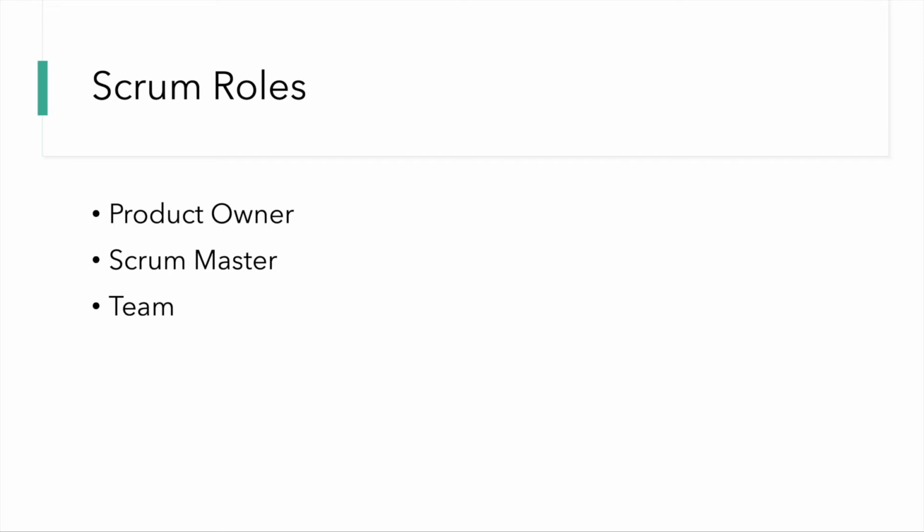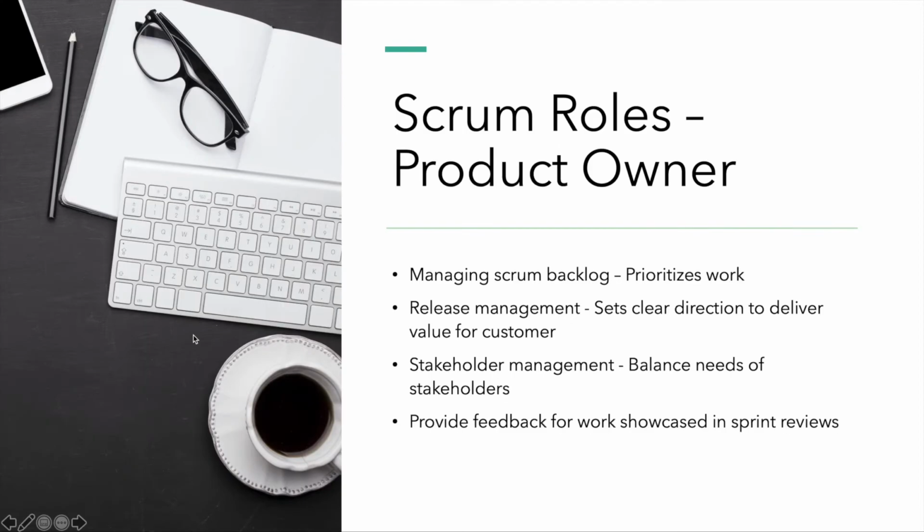Now let's discuss the next topic, which is Scrum roles. These are roles that team members in a Scrum team would pick. There will be one product owner, one Scrum Master, and the rest of the team members will be part of the team. So let's see each role in detail.